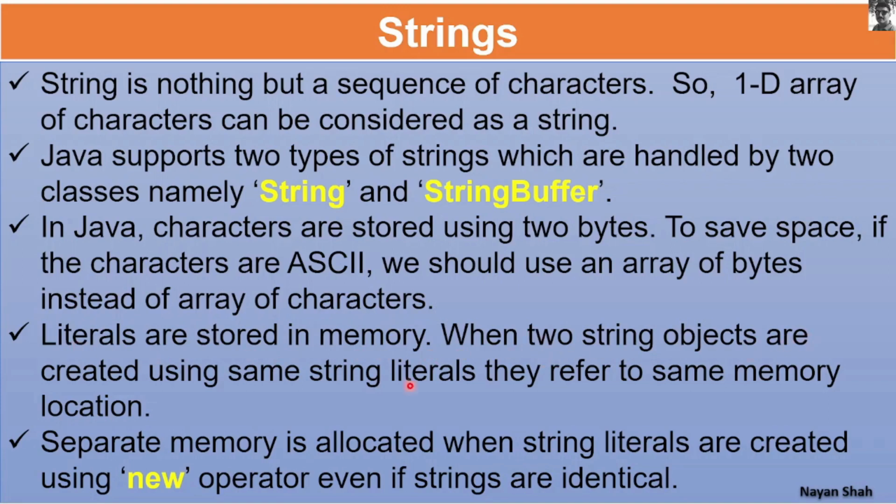When two string objects are created using the same string literal, that is the same string constant, they refer to the same memory location. Separate memory is allocated when string objects are created using the new operator. Remember, new operator is a very important word. We discussed this in chapter 8 also, that an object is only created when we use the new keyword. So even if you create a string object of the String class, only if you use the new operator is the object created and given a unique space in memory.